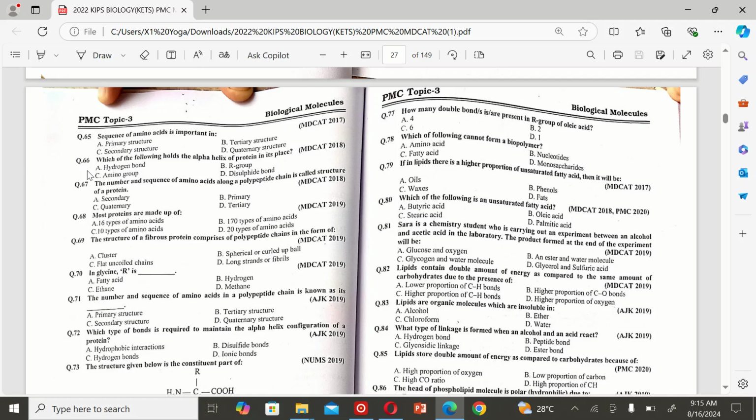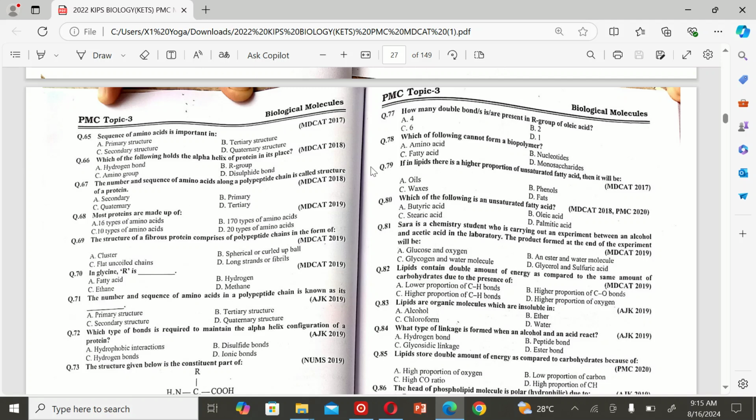The next MCQ is: how many double bonds are present in the R group of oleic acid? A. 4, B. 2, C. 6, and D. 1. The correct option is D, 1. The next MCQ is: which of the following cannot form a biopolymer? A. Amino acid, B. Nucleotide, C. Fatty acids, and D. Monosaccharides. The correct option is C.